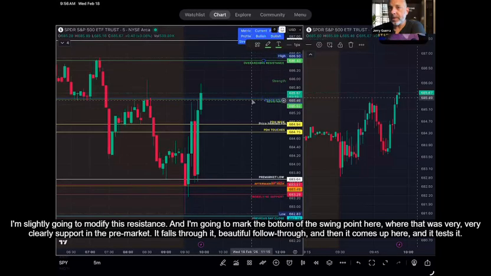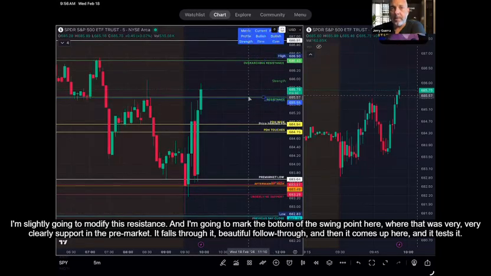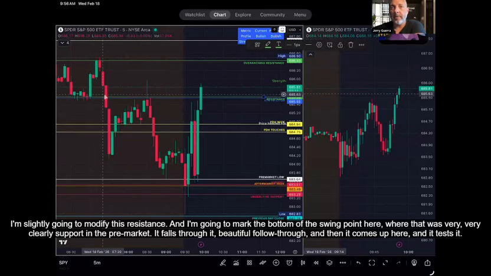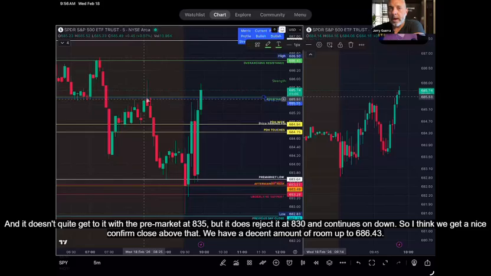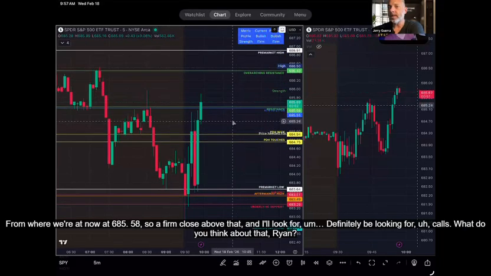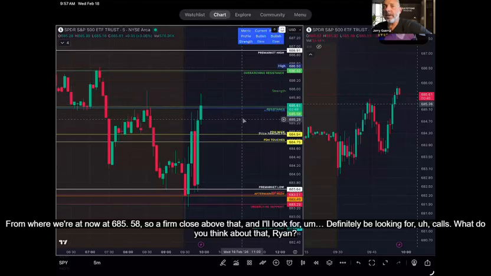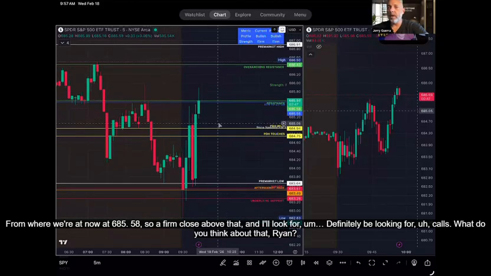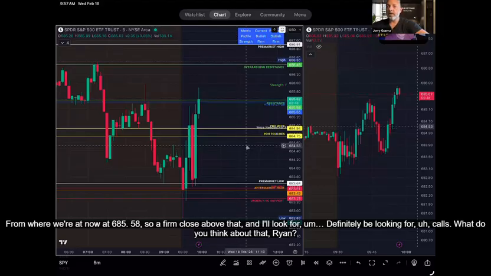I'm slightly going to modify this resistance. I'm going to mark the bottom of the swing point here, where that was very clearly support in the pre-market. It falls through it, beautiful follow through. Then it comes up here and tests it. It doesn't quite get to it with the pre-market at 8:35, but it does reject it at 8:30 and continues on down. So I think we get a nice confirm close above that. We have a decent amount of room up to 686.43 from where we're at now at 685.58. So on a firm close above that, I'll definitely be looking for calls.